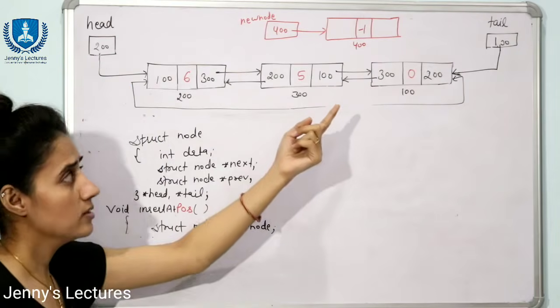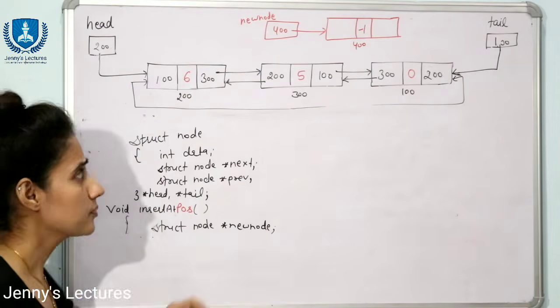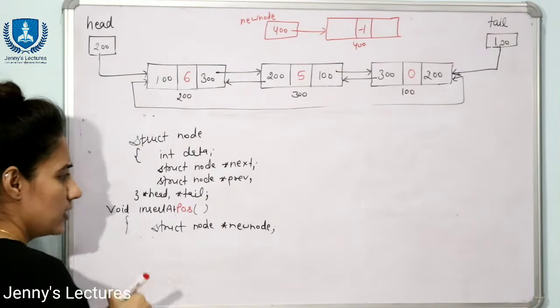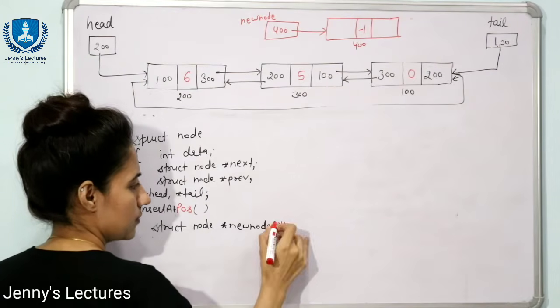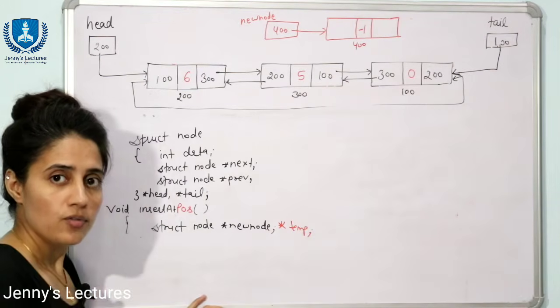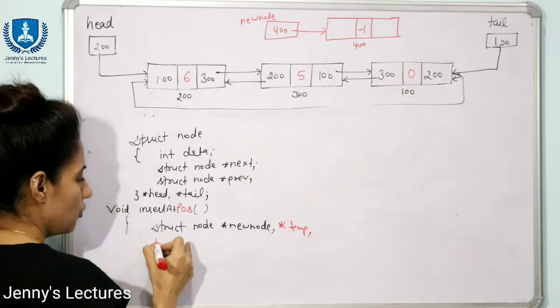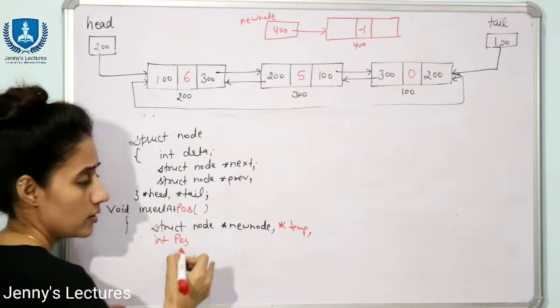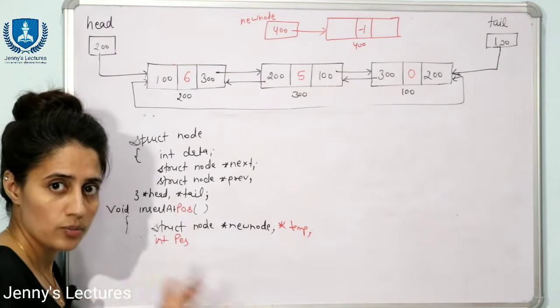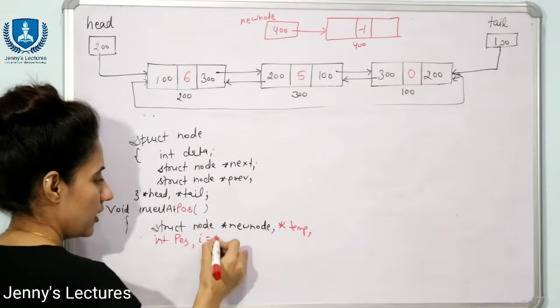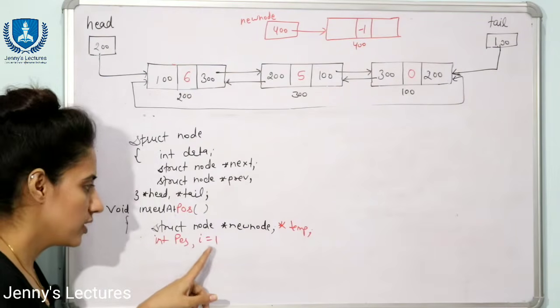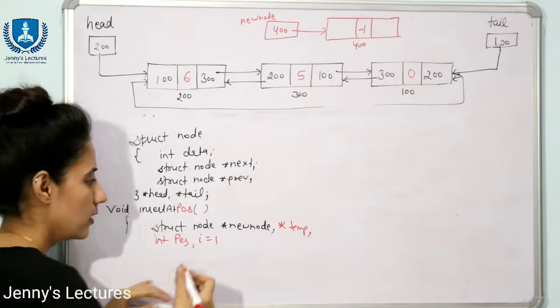This head pointer and this tail pointer value, right? Now see, we will take another pointer, you can say temp pointer, right? Now we will ask from the user for the position. So for that case also you have to take another variable. In that variable you will store the position, right? And for traversing we are taking another variable, that is I, and I am initializing this I with 1, right?